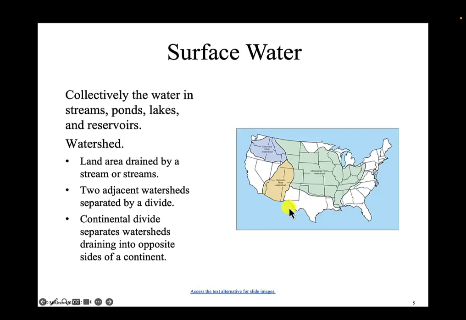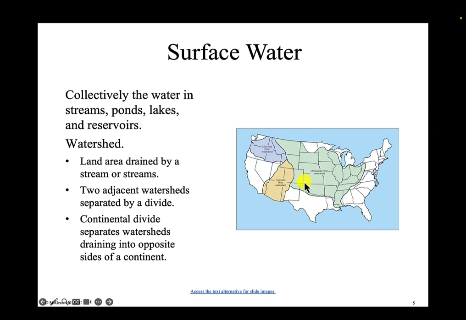Okay, so in the US, and I'm sure also in other countries, we have these watersheds. So the watersheds, as you can see here, we have three main ones.